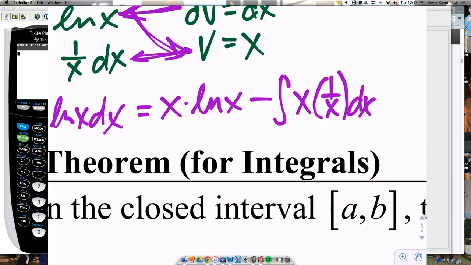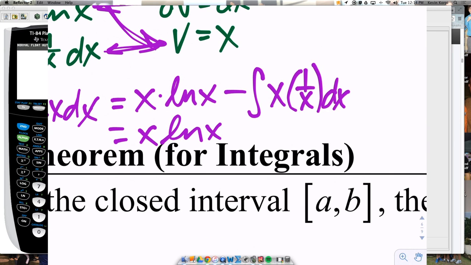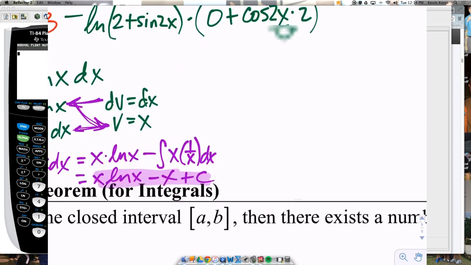This is just a little preview of coming attractions. Now, if you integrate this, you could simplify first. What's x times 1 over x? 1. And what's the antiderivative of 1? x. The antiderivative of 1 is x. So you get minus x, and then, of course, plus c. And so there it is. There is the antiderivative of the natural log of x.